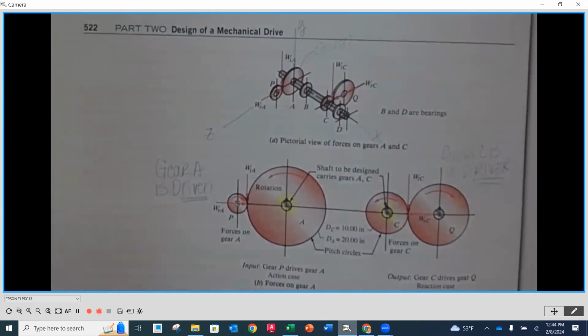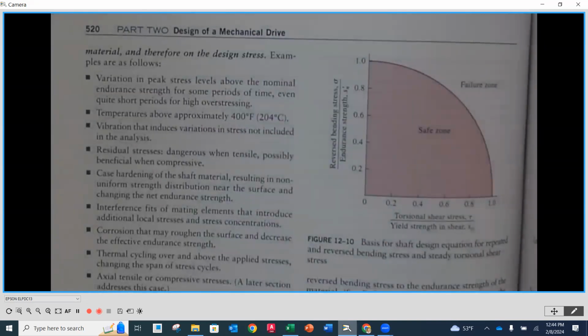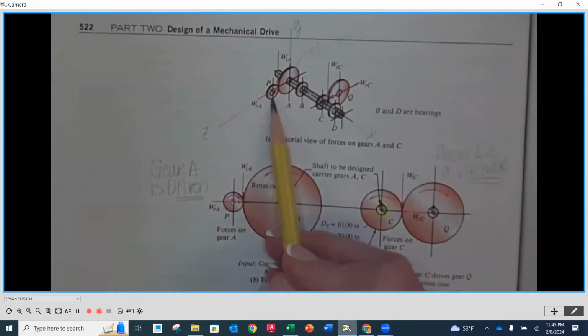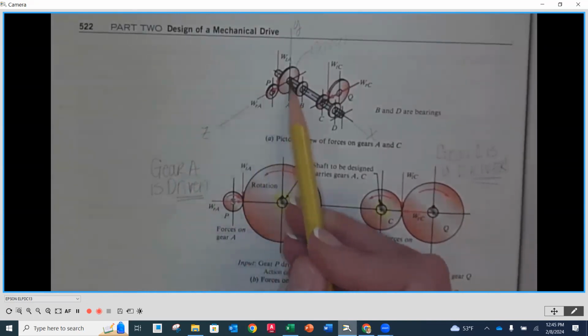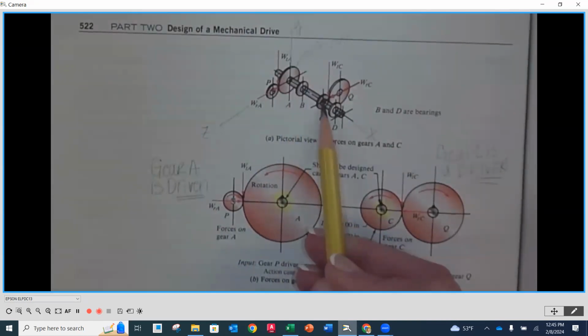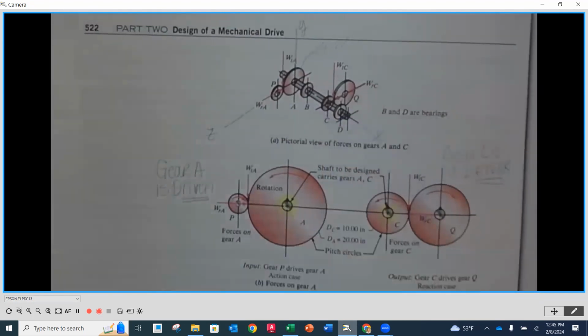It says here that A receives 200 horsepower from gear P. Gear P is not on our shaft. This is our input, okay? Everything is coming in on A, and then it's going to travel down the shaft, and it's going to leave on C. C then is going to be in engagement with Q. Q is not on our shaft. That's like the outside machine, okay?